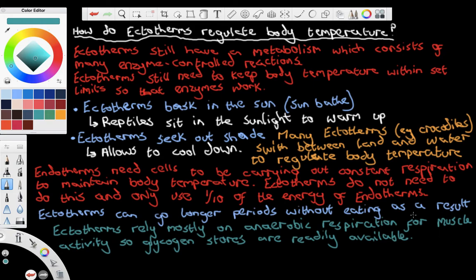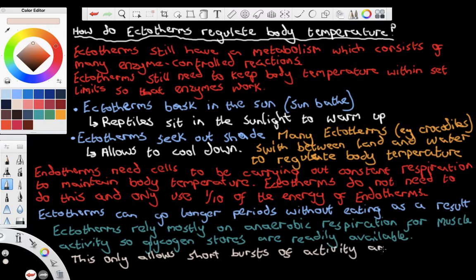Okay, so these glycogen stores are readily available so that the ectotherm, or reptiles in particular, can do these short bursts of activity. However, the problem is that this takes much longer to recoup from, and it only allows short bursts of activity. So this only allows short bursts of activity and takes a long time to recover from.